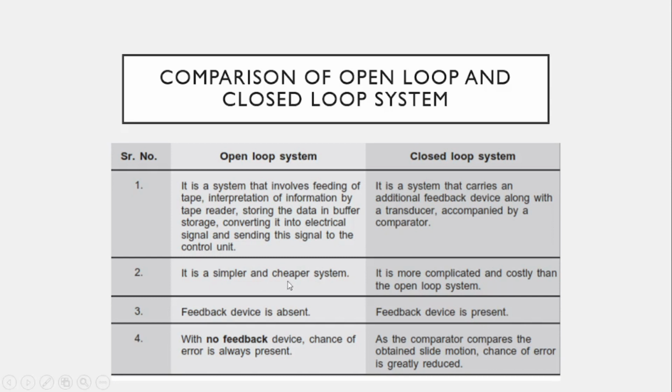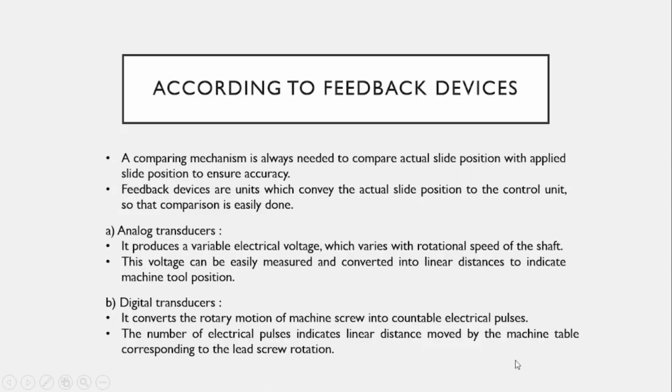Open loop system is a simpler and cheaper system, but closed loop system is a complicated one, and it is costlier than the open loop system. Then feedback device is absent in the open loop system. It is present in the closed loop system. With no feedback device, chance of error is always present. As the comparator compares the obtained slide motion, chance of error is greatly reduced.